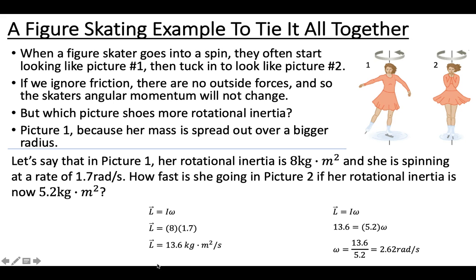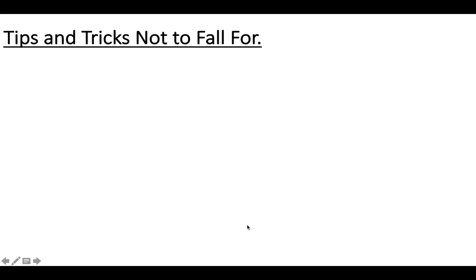Okay, so the big idea is that her momentum did not change. We were able to calculate her momentum using the information from picture 1, and then we used picture 2 and the momentum to figure out how fast she's going. I know that this example seemed pretty quick, pretty straightforward, but I want to give you some tips and tricks not to fall for. I'm trying to help you avoid getting tripped up right now.